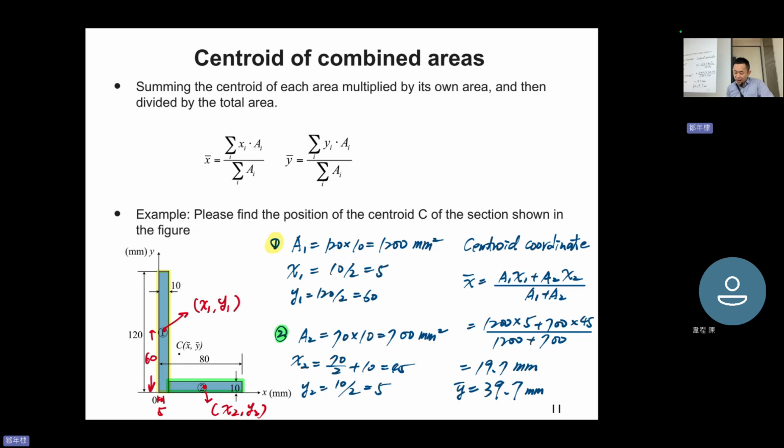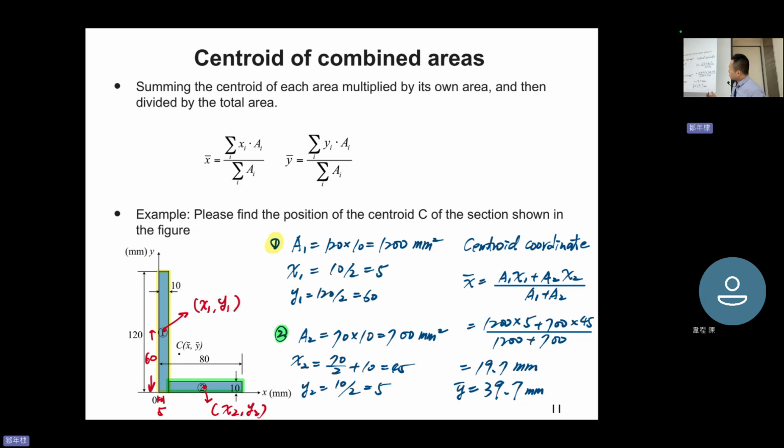In my case, if I throw these images to ChatGPT, it gave me a wrong answer when it calculates A2. It calculates 80 times 10. So it results in a different answer. So don't believe ChatGPT. Don't ask it to solve the problem for you. It can guide you to solve this, but you need to go through everything by yourself.